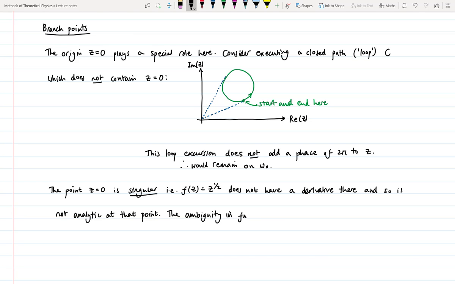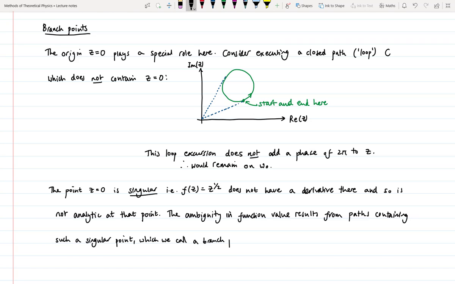The ambiguity in function value results from paths containing such a point. And this has a special name. We call such points a branch point of the function.